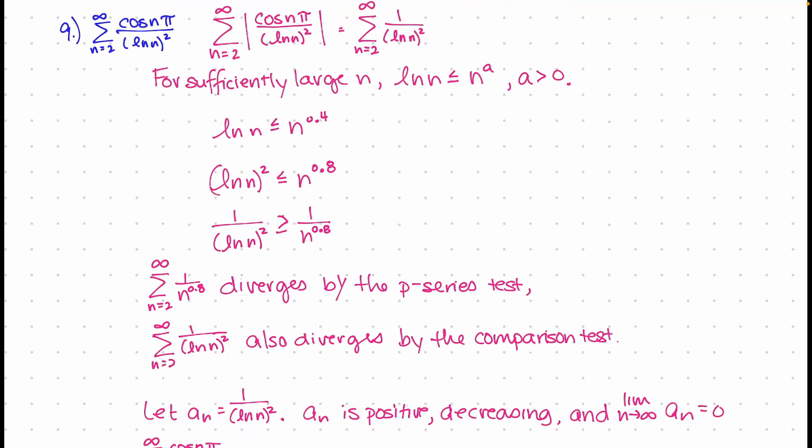Alright. So you have this inequality that the natural log of n is less than or equal to n to the a, right? And this is for a sufficiently large n. What does that mean? It means once n gets big enough, this works. How do we know our n is big enough? That doesn't matter.